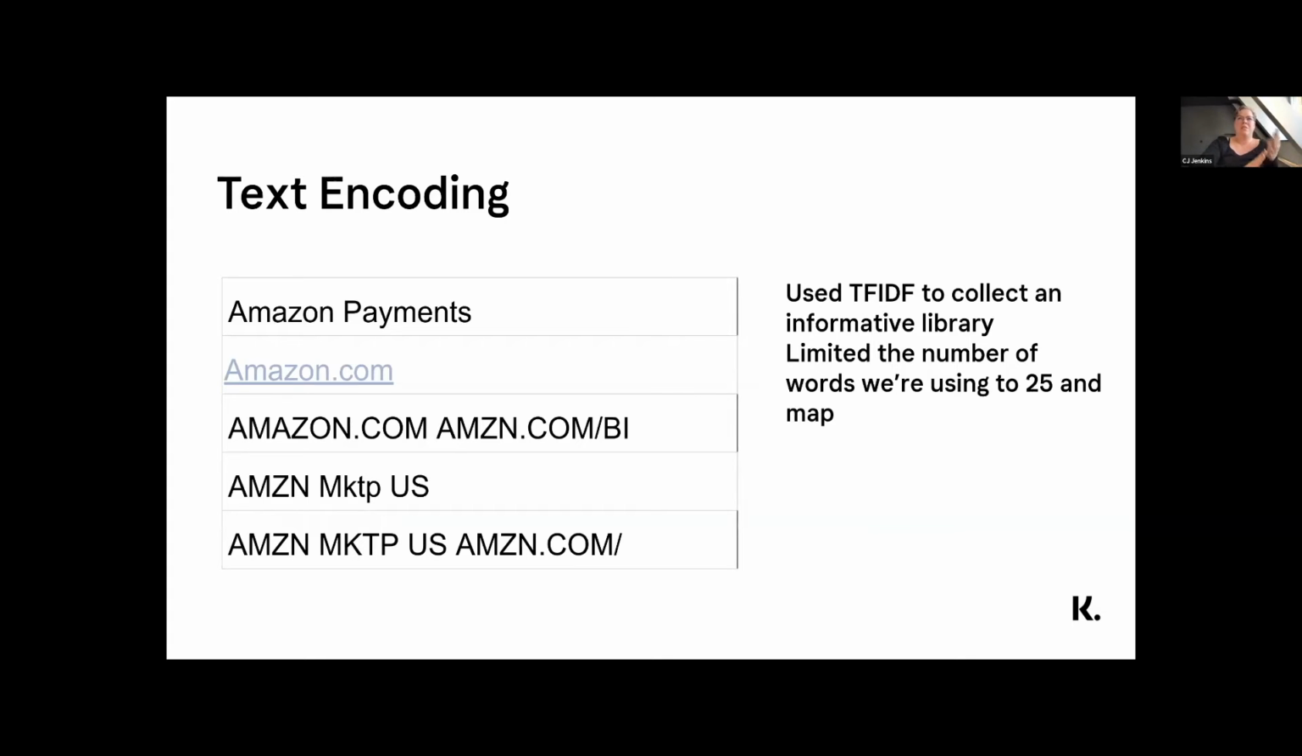And so I use TF-IDF to collect an informative library of the most important text words that we see. And then I just mapped those to the data space. It reduces the top 25 most common words or most common merchants and collapses those into one category. So instead of 5 Amazons and 6 Walmarts, I'm seeing 1 Amazon and 1 Walmart, and it becomes a lot more predictive and reduces my cardinality space.